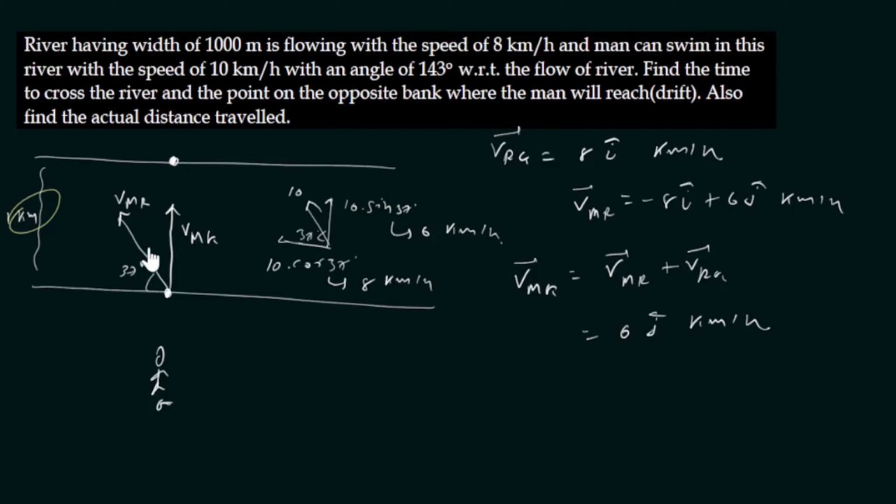What will be the time to reach from this point to this point? Here the time will be distance upon speed. Distance is 1 kilometer, speed is 6 km per hour. So this will be 1 by 6 hour, which is 10 minutes. So he'll take only 10 minutes to reach the other point.